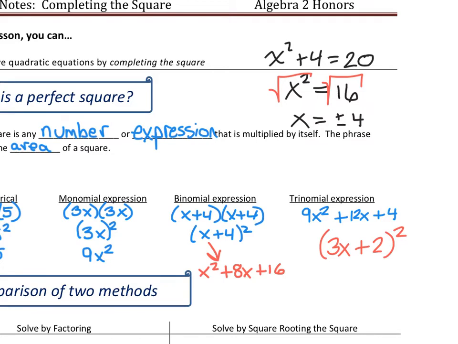The idea behind completing the square is creating some kind of situation where we can simply take the square root to solve, rather than go through all of the trouble of factoring. And so that's the technique I'm about to show you.